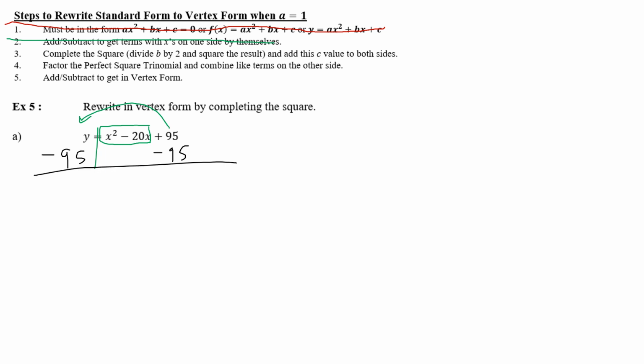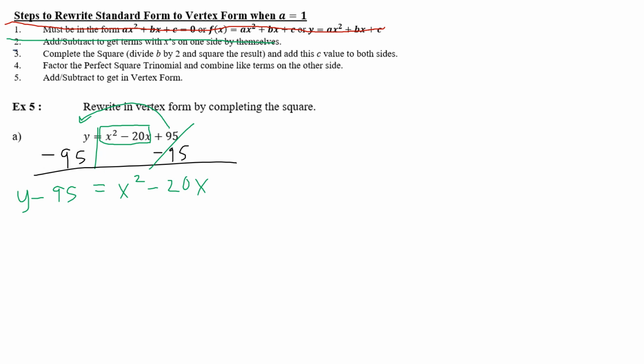Okay. On my left, we have y minus 95, which are not like terms, so we just write it down. Y minus 95 on the same line. On the right, 95 minus 95 will cancel, and we'll be left with x squared minus 20x. So we finished step 2.